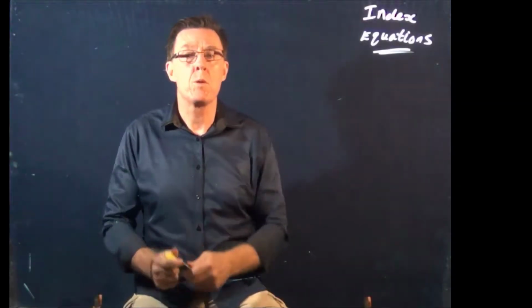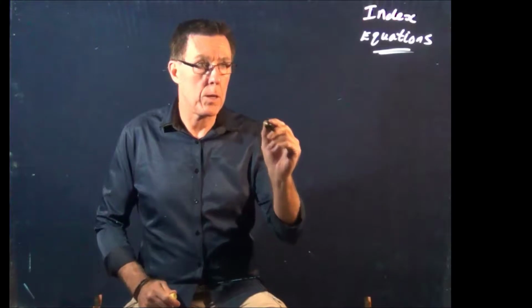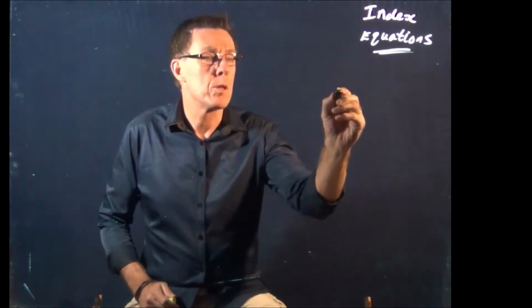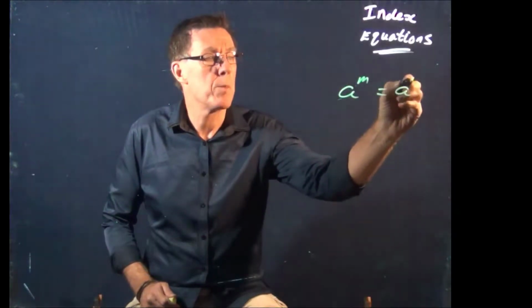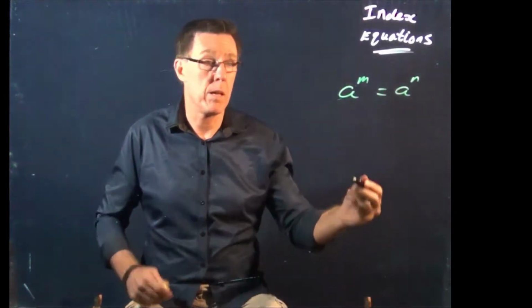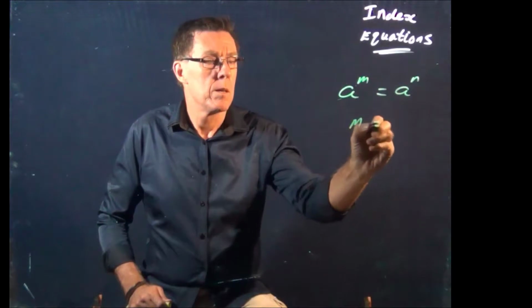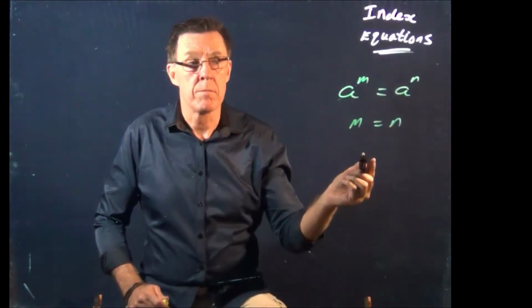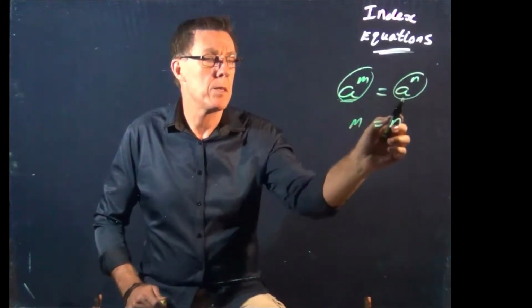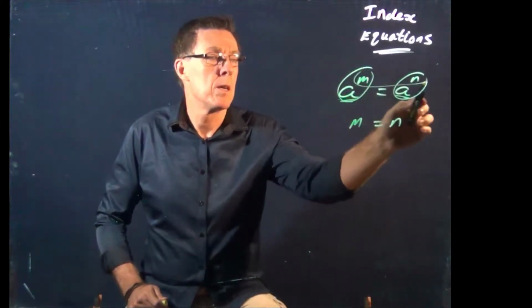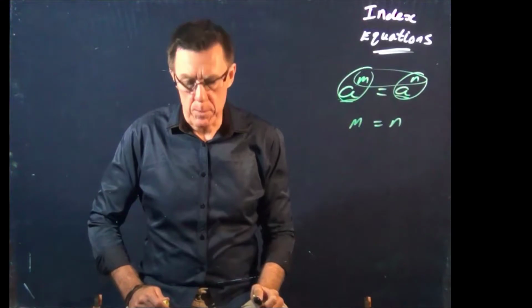Now, the concept we're talking about in this video is to do with index equations. This is the key idea you need to keep in mind. If you've got a to the power of m being equal to a to the power of n, then m must equal n. Because if this power is exactly the same as that power, that base is exactly the same as that base, that index must be exactly the same as that index.